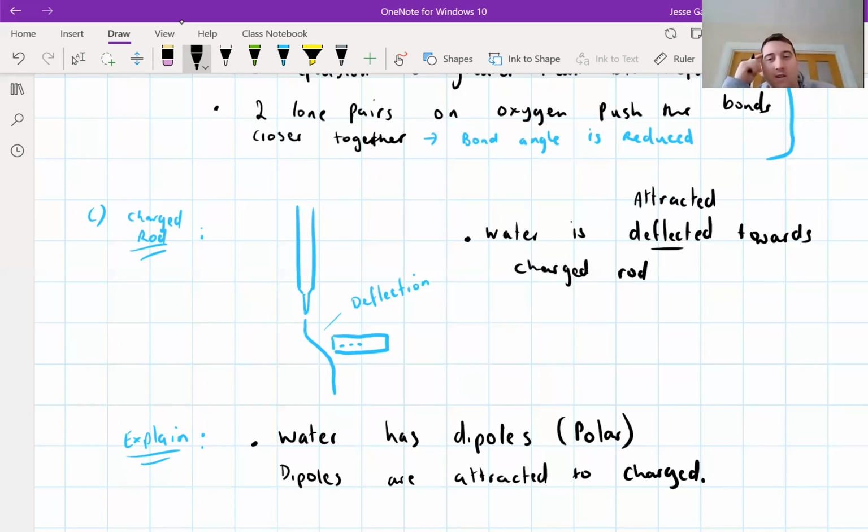Now, thinking about this, here is an extra question again. What would happen if we had a non-polar substance, a substance without dipoles? What would happen there? I'm triggering your mind: well, if there are no dipoles, then there's nothing to attract to the charged rod. Then what we should see is the stream just continues straight down, undeflected, because there's nothing in there, positive or negative ends, to be attracted towards the rod. So if it was a non-polar substance, without dipoles, you get no attraction. If it's polar, you get an attraction.